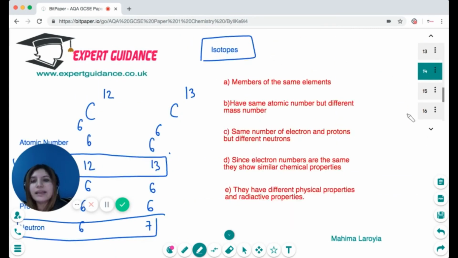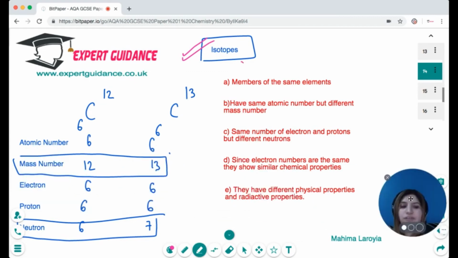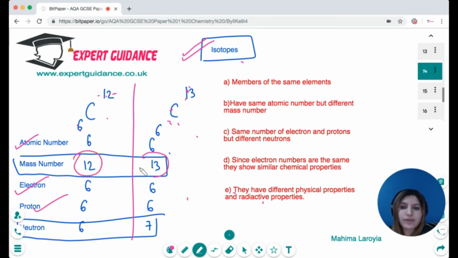Okay, now next is the last concept. What are isotopes? Now if you see in this, I have made 2 tables. They both have carbon, with the same bottom number but different top number. Now, since the top number is different, the atomic number is the same for both of them, electron number is the same for both of them, proton number is the same. Now, what changes is the mass number, which is 12 and 13, and since the mass number changes, the neutron number changes. This is the concept of isotopes.